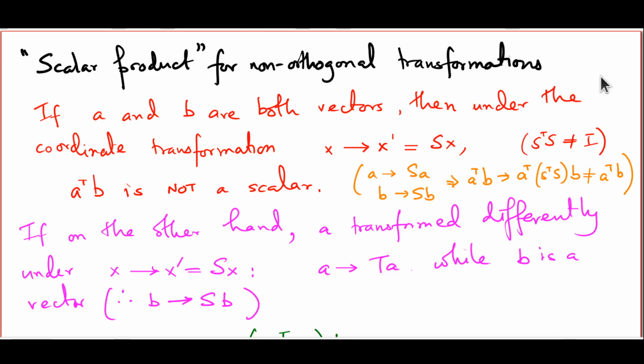The moment you say that A is going to transform differently, you are not really talking about a product between the same kind of elements. You are talking of a different breed altogether. The question is, can I at least find a kind of object which transforms in a manner such that AiBi, or A transpose B, actually is a scalar? And the answer is that there is such a kind of object, so that we can rescue the scalar product, at least in this sense, even for non-orthogonal transformations.